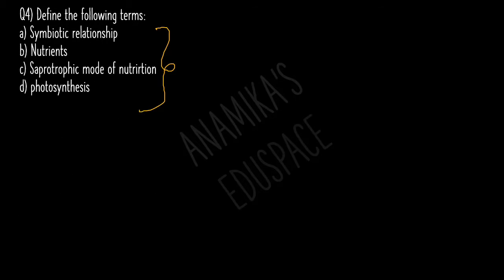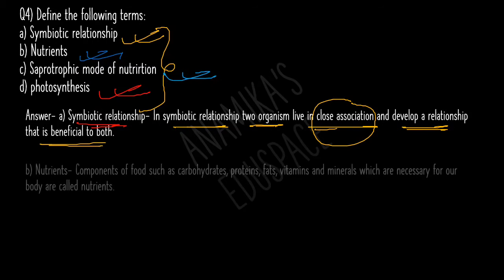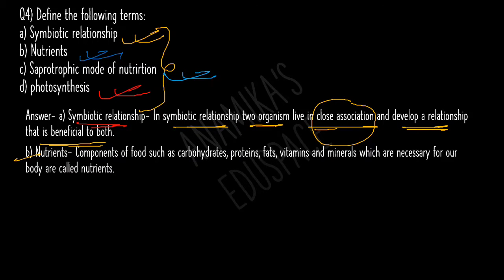Define the following terms: symbiotic relationship, then nutrients, saprophytic mode of nutrition, and then the last one is photosynthesis. So let's begin. Answer. Symbiotic relationship. In a symbiotic relationship, two organisms live in close association and develop a relationship that is beneficial to both.